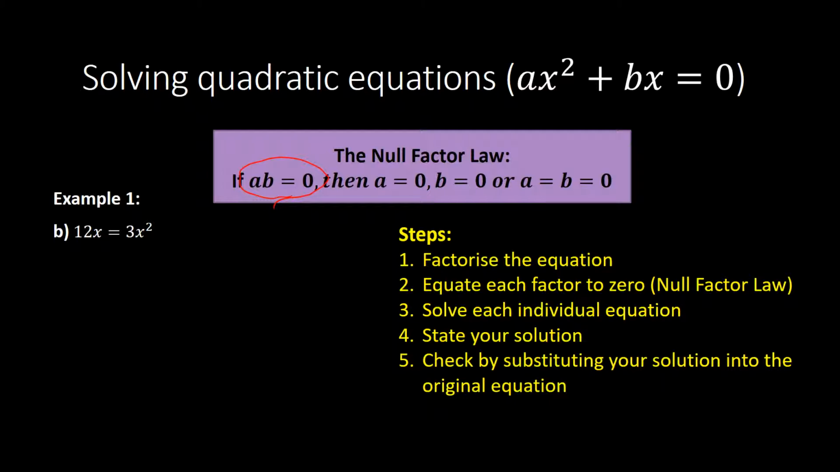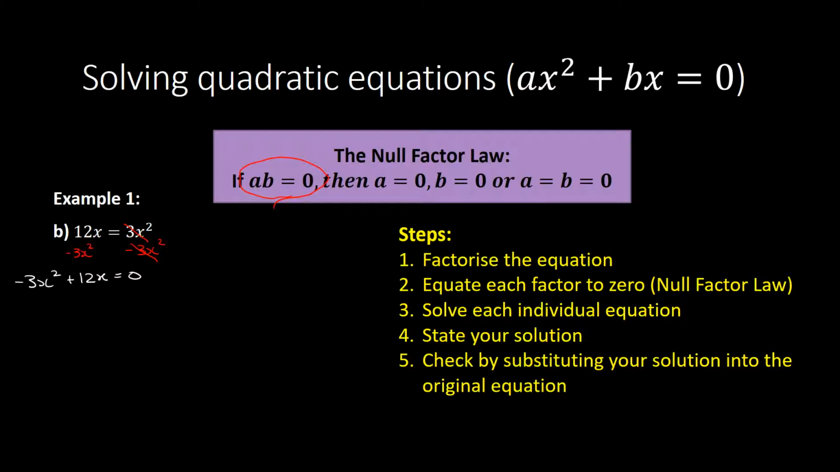So we need to make sure that that right-hand side is 0 first. And what we need to do to make this right-hand side 0 is subtract 3x squared from both sides. Once we subtract 3x squared from both sides, those are going to cancel out, and we're going to end up with 0 on the right-hand side. And the left-hand side is negative 3x squared plus 12x.